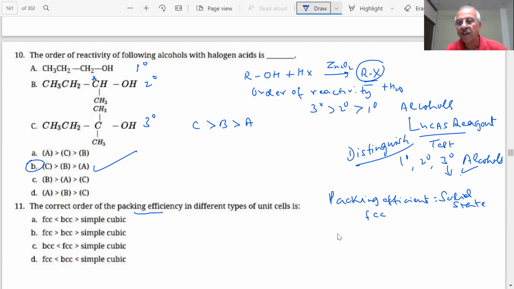What was the packing efficiency? 74%. We have calculated this derivation. We calculated for BCC 68%. For simple cubic, students, 52.4% was the packing efficiency. So FCC is more than BCC is more than simple cubic is my answer. Where is FCC more than BCC more than simple cubic? Answer will be B, students. Here I find my answer, match it. One of the 4 choices is correct.